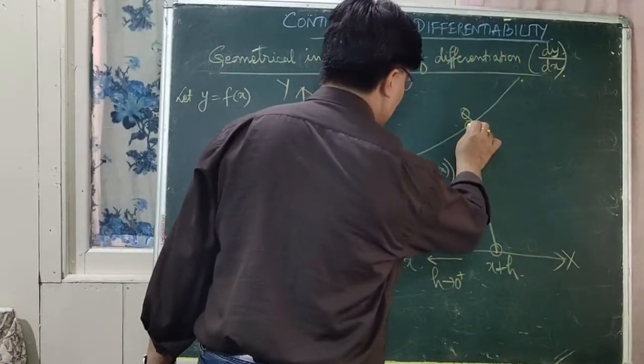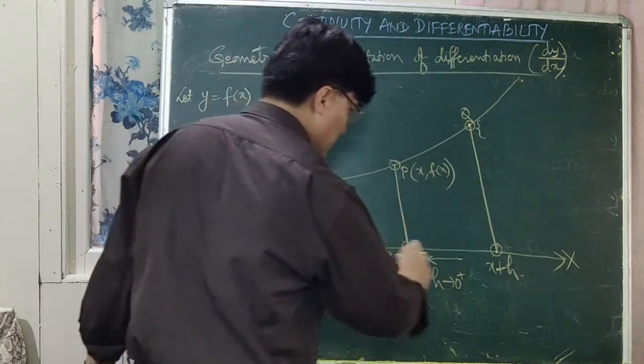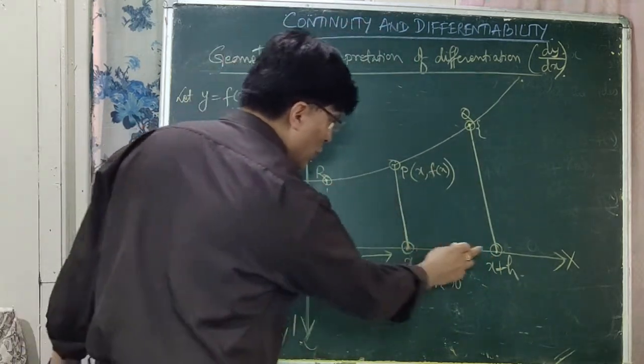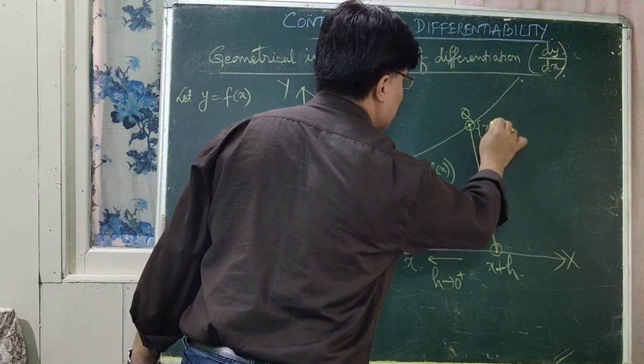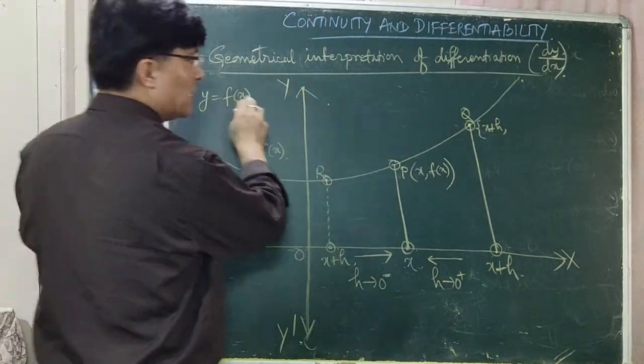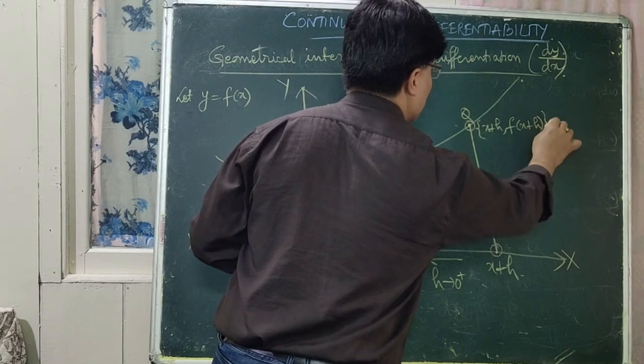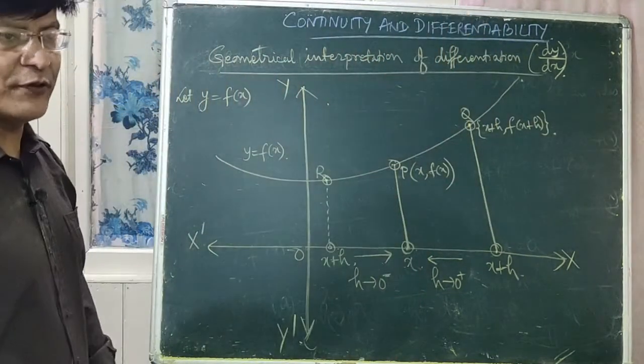So what will be its value now? Its value will be, this is x plus h. From O up to this point, this will be x plus h. And what is the value for y? Instead of x, you put x plus h. So it will be f of x plus h. Is that clear to all of you?